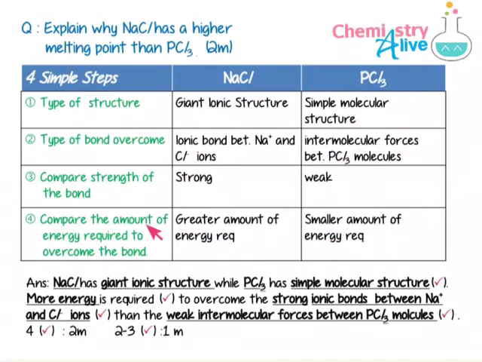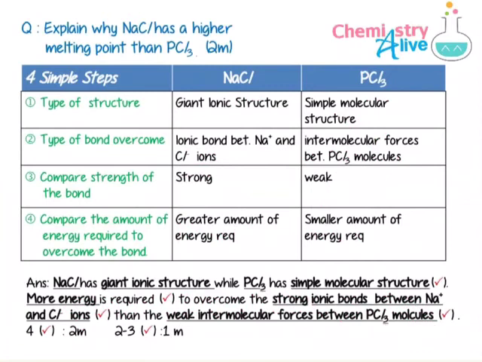Putting all this information into sentences, we thus have: sodium chloride has a giant ionic structure, while phosphorus chloride has a simple molecular structure. More energy is required to overcome the strong ionic bonds between the oppositely charged ions than the weak intermolecular forces between phosphorus chloride molecules.